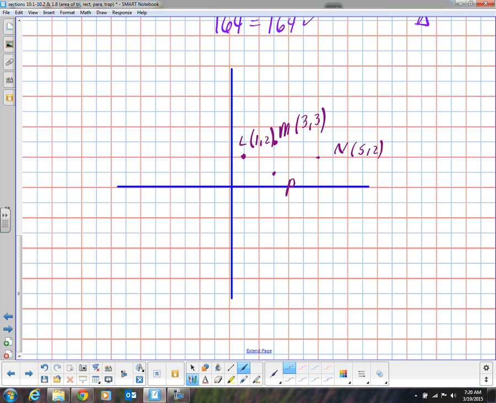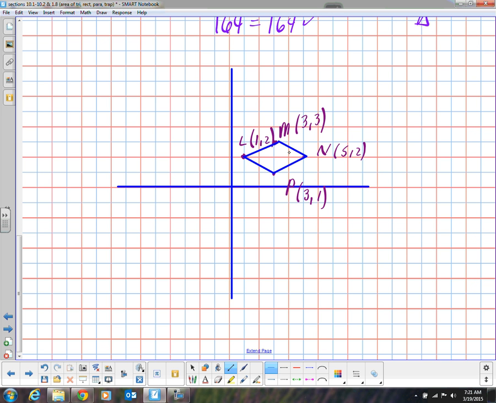Did I graph those right? No. This should be 5, 2, and I did 6, 2. All right, so we're going to connect the dots. Now, you have to determine if it's a rectangle, rhombus, or square. So what does it look like? It looks like a rhombus.